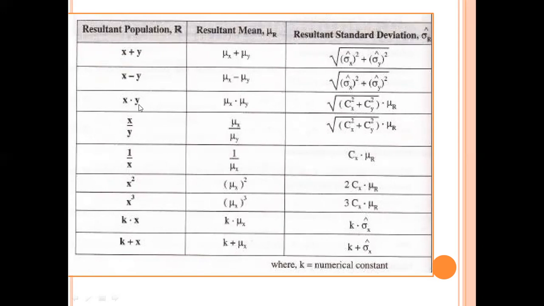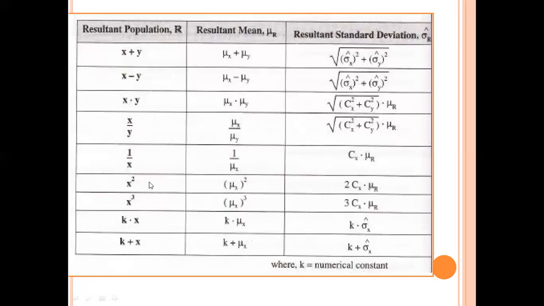The next one is the product of two populations. The resultant will be X dot Y. The resultant mean will be mu X dot mu Y, and the resultant standard deviation will be the square root of cx square plus cy square, into the resultant mean mu r. Then division of two populations, x upon y: mu x upon mu y will be the resultant mean, and square root of cx square plus cy square into mu r will be the standard deviation. Next, the reciprocal of one population: the resultant r will be 1 upon x, the resultant mean will be 1 upon mu x, and the resultant standard deviation will be cx into mu r.